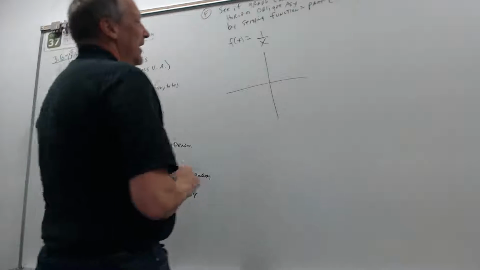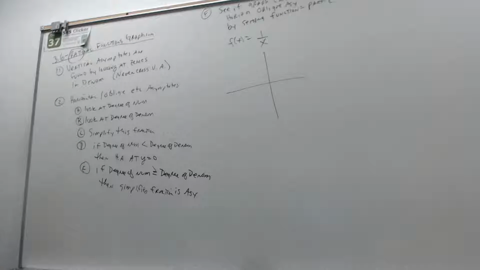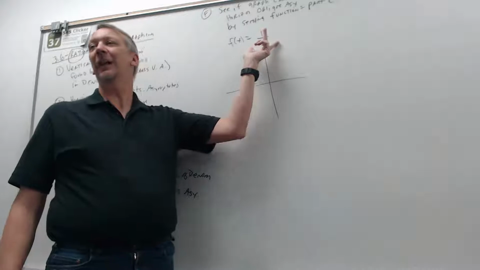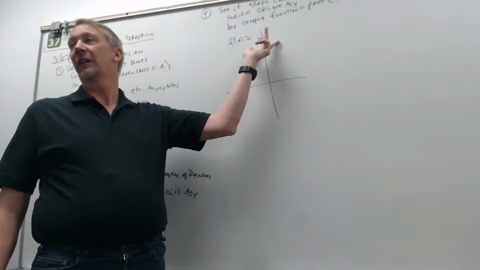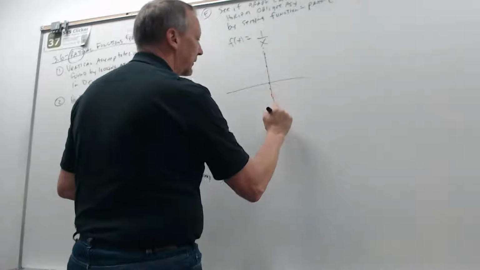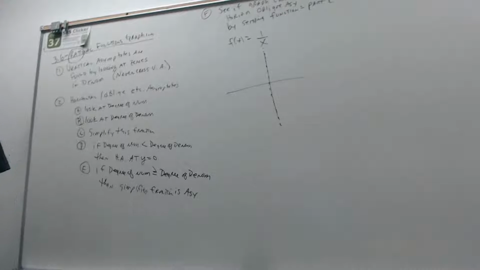Okay. Now, let's go through our steps here. If you don't know, this one should be the easiest one. Vertical asymptotes are found by looking at the zeros in the denominator. Where do you get a 0 in the denominator? When x equals 0. So I've got an asymptote right here on the axis, right? Okay. Now the question is, so that one's done. That one ain't going to be crossed no matter what. Okay. So that's the easy one.